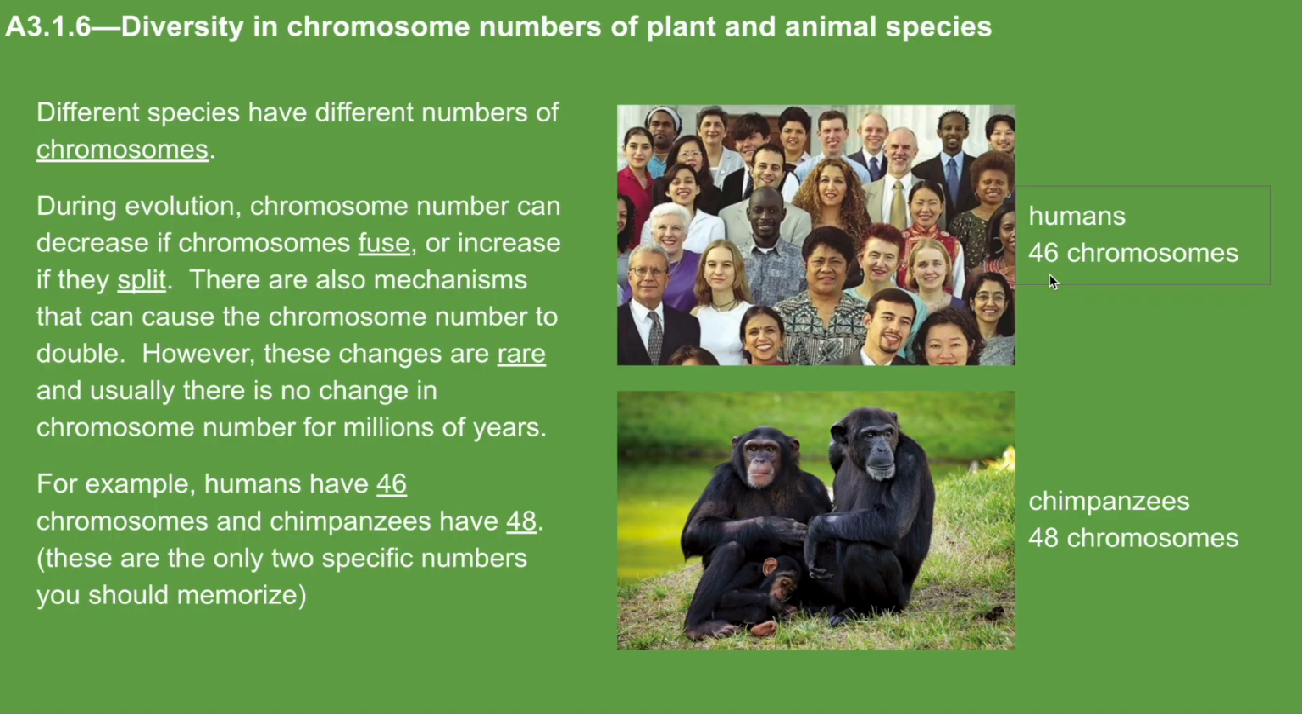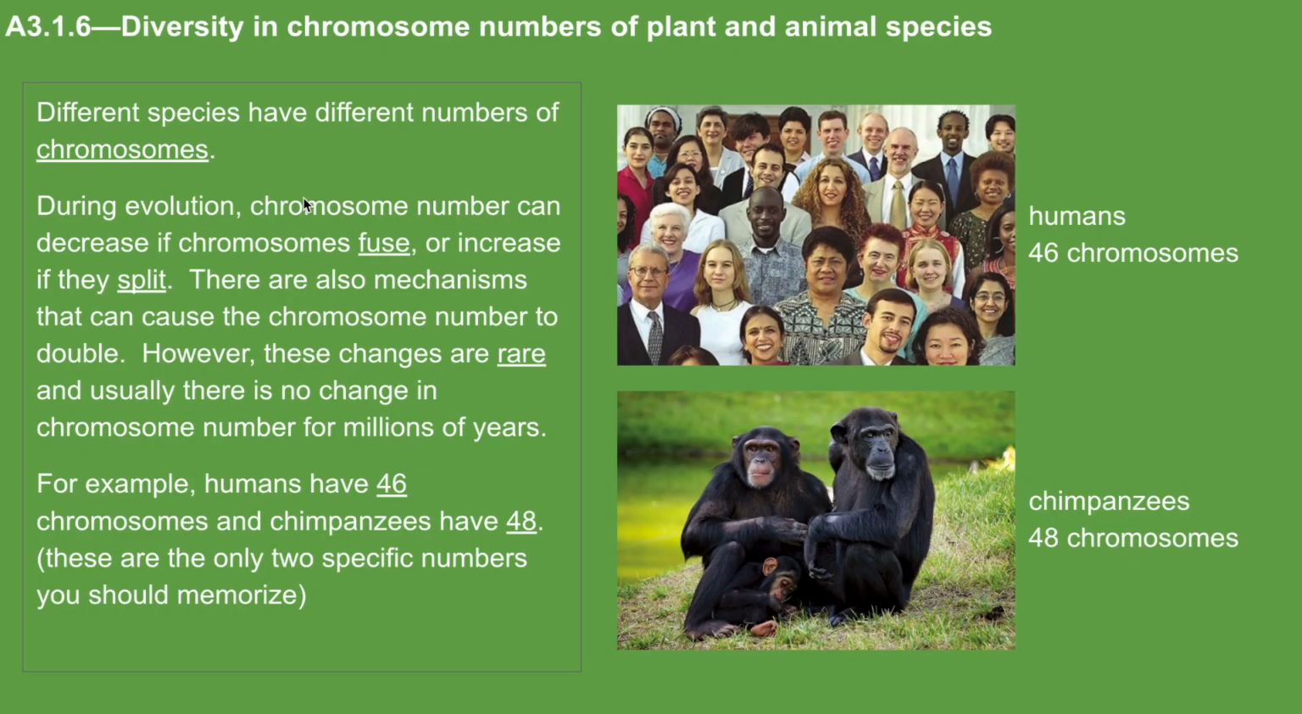The reason it was called that is because humans have 23 pairs of chromosomes. You have 23 from mom and 23 from dad. So use that to help you remember that if you add 23 and 23, you're going to get the total number of chromosomes in humans, which is 46. In contrast, we're going to see that chimpanzees have 48 chromosomes. These are really the only two numbers that you should memorize. All of the other ones we're going to look at, you don't need to memorize.